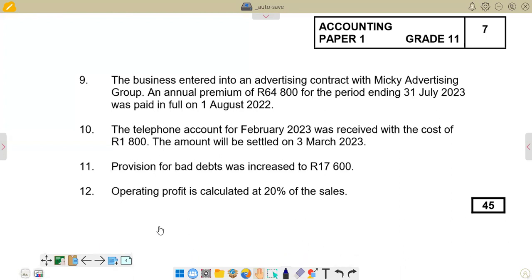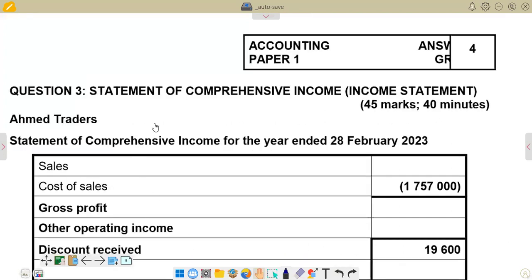So if you come to the answer section, you'll see that this is our statement of comprehensive income or the income statement. This question has got 45 marks. Very important to take note, and it requires you to spend on average about 40 minutes on that question. Let's take note of the time required so that we don't spend too much time on one question. So this is what we have.